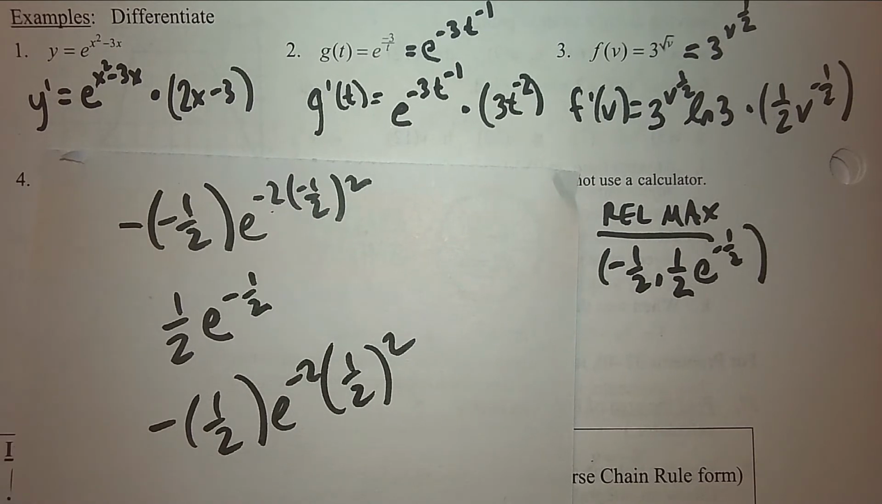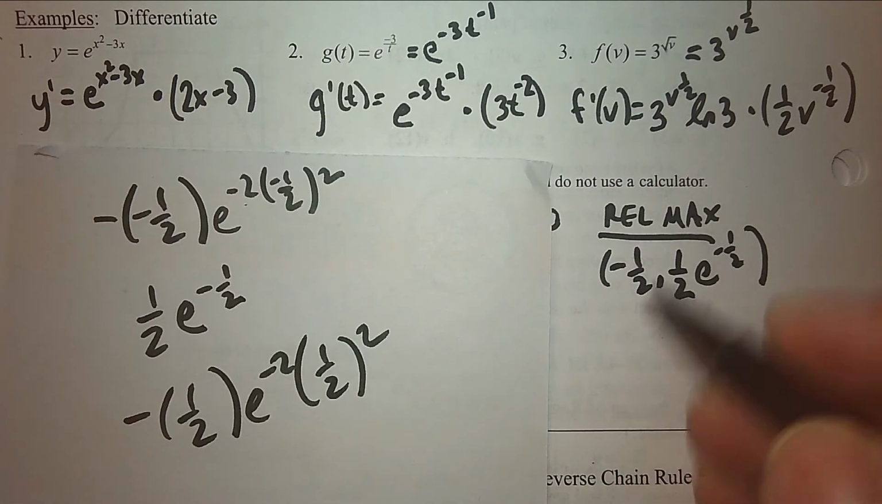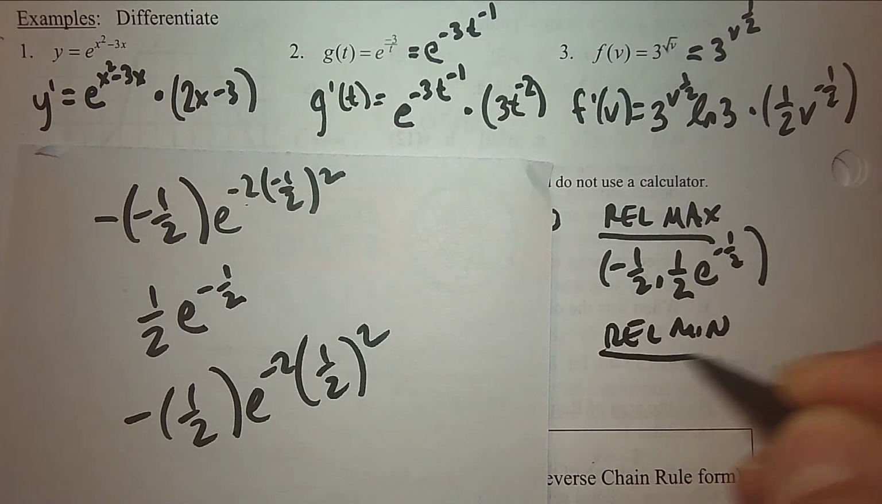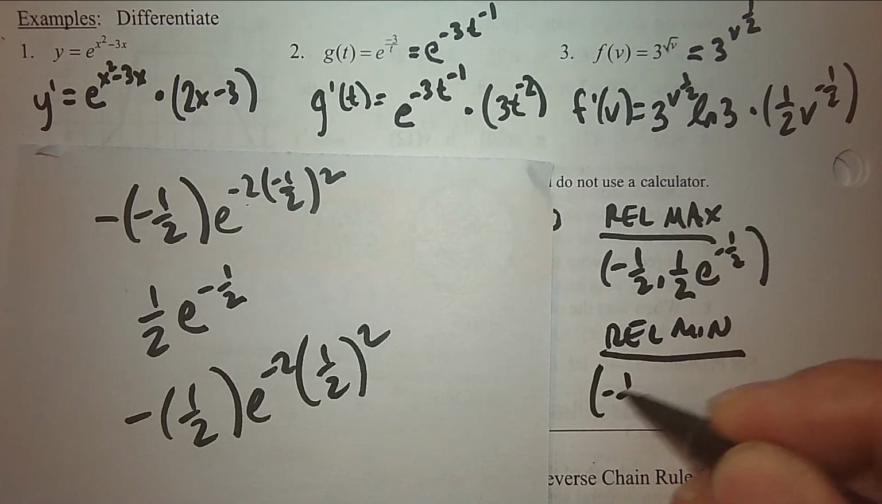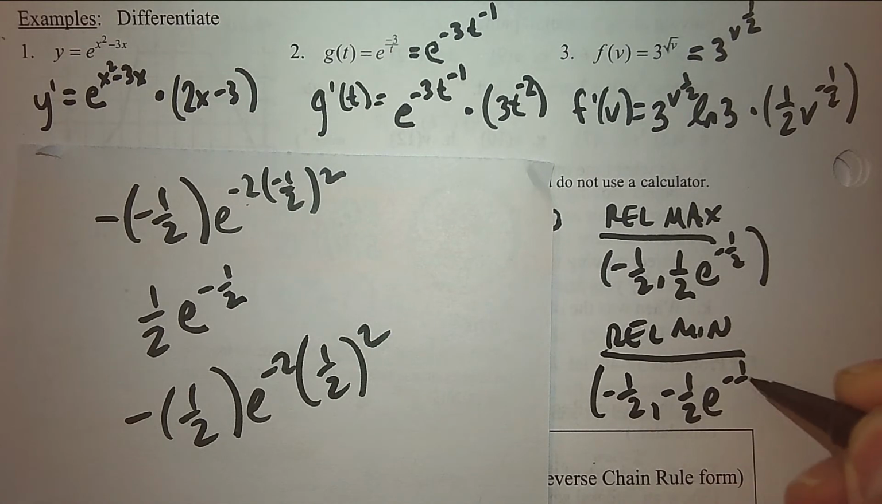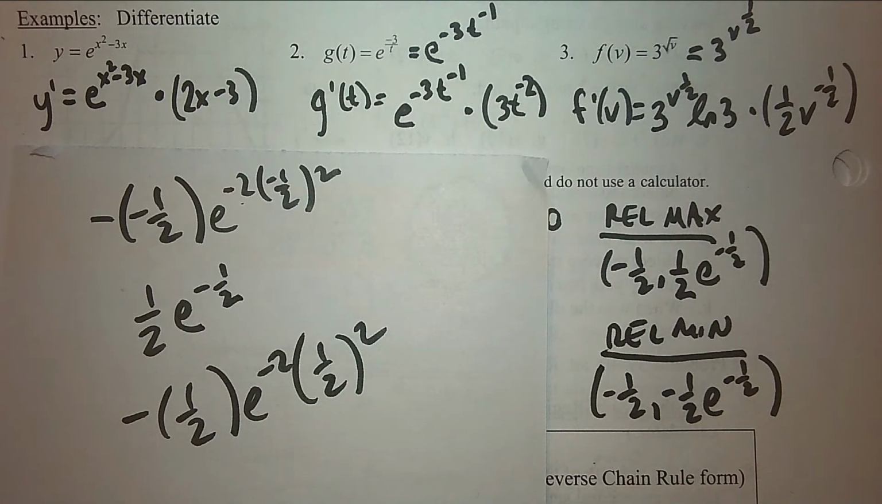Almost the same answer, right? The exponent would be the same. What would be different? Does that make sense that that wouldn't be the minimum? Because the y value is negative compared to being positive. So it's negative 1 half e to the negative a half. Well, isn't that positive? What's that?